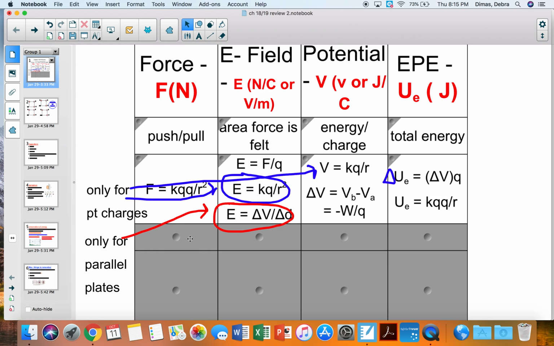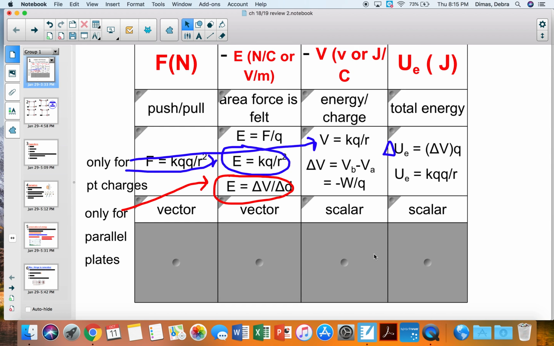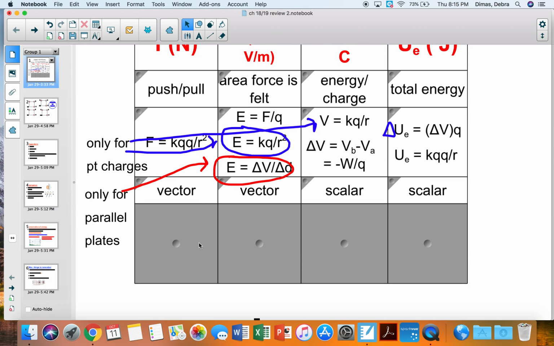Then we know that force and E field, of course, are vectors. You have to add them like vectors. And potential and electrical potential energy are scalars. You have to add them positive, negative, but the direction doesn't really matter. But they can be positive or negative. So that's important. And so for force, the direction is determined by both charges. So positive and positive are going to repel. Positive and negative are going to attract.